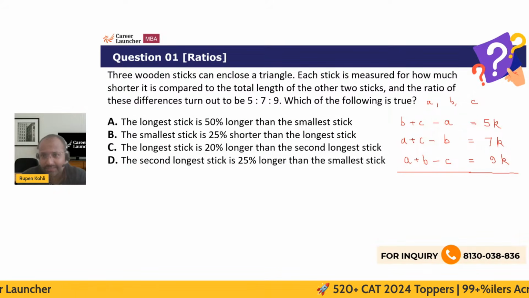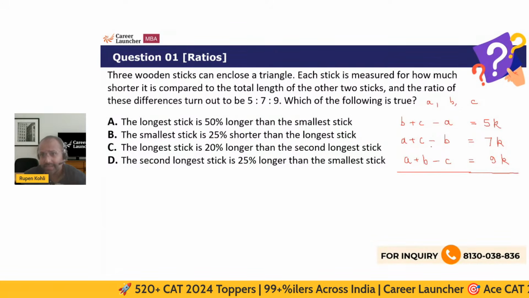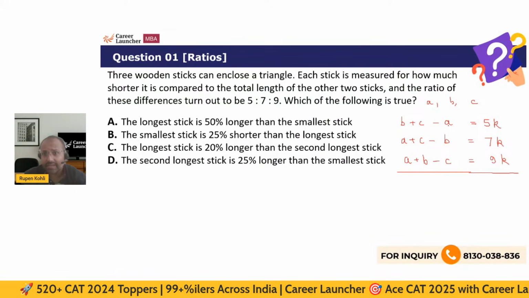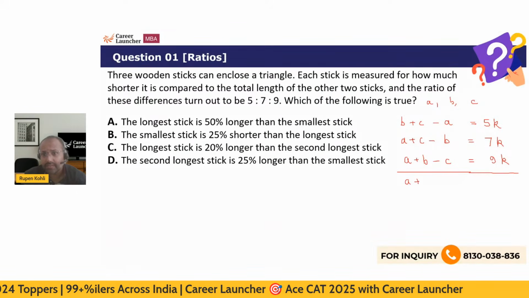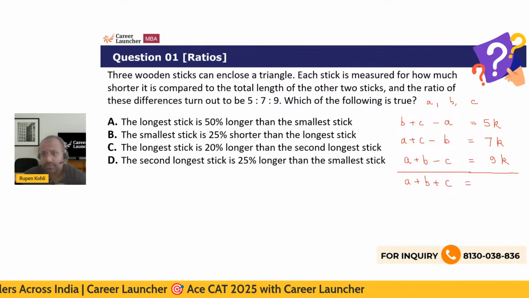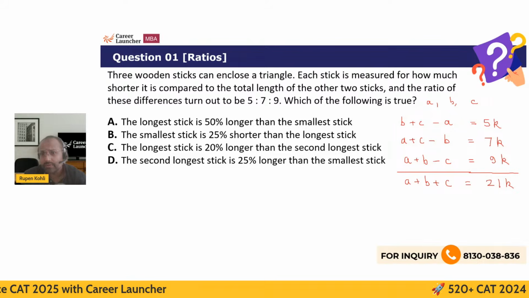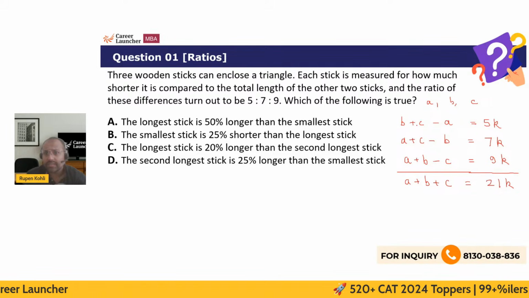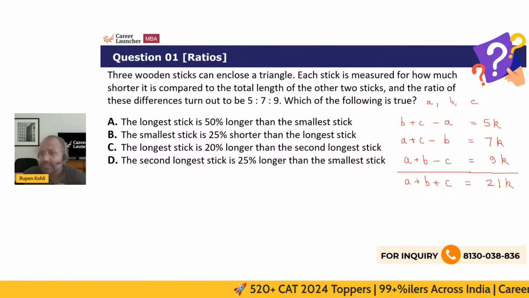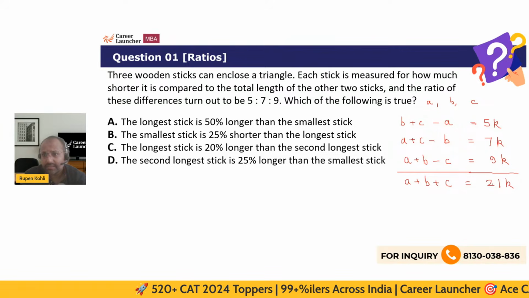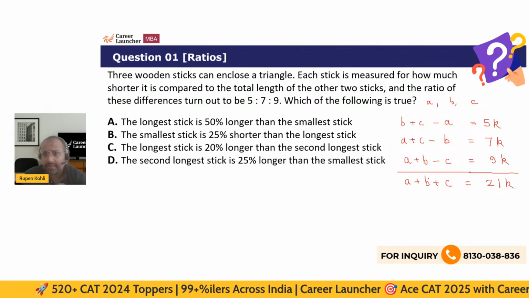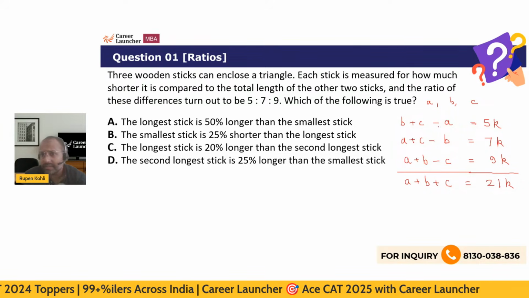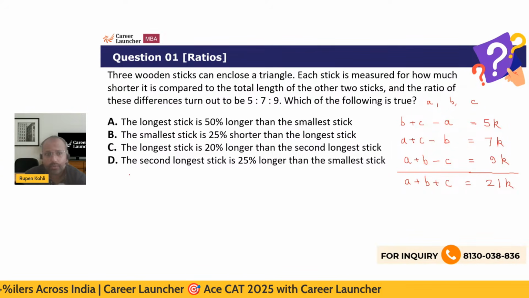You can do this. Adding the three equations will help us because we'll get a symmetric result. For example, A minus A plus A, so A will come once, likewise B, likewise C. That comes to be 5 plus 7 plus 9, which is 21K. Therefore, by taking the difference of each equation from this result, we can get the value of each variable. For example, this result minus the first equation: A minus minus A is 2A, and B plus C cancels. So 2A is 21K minus 5K, 16K.